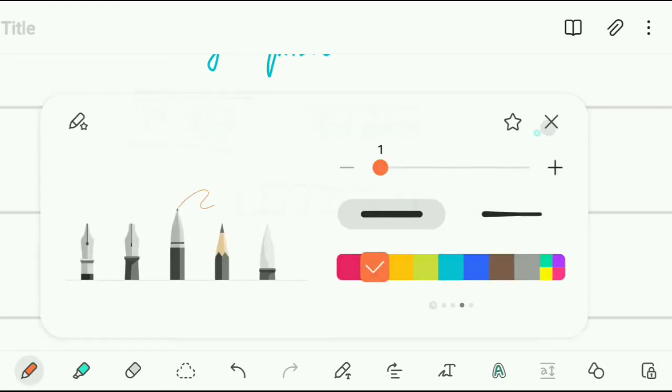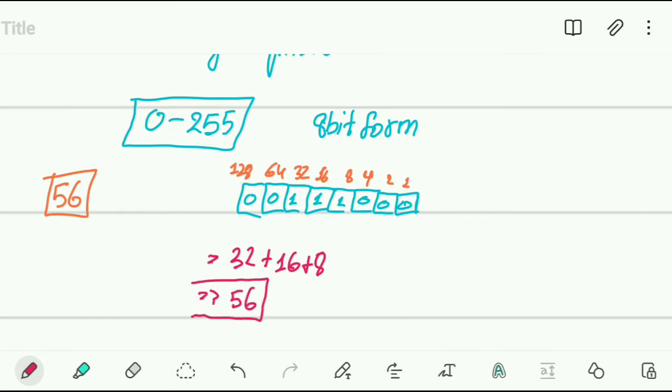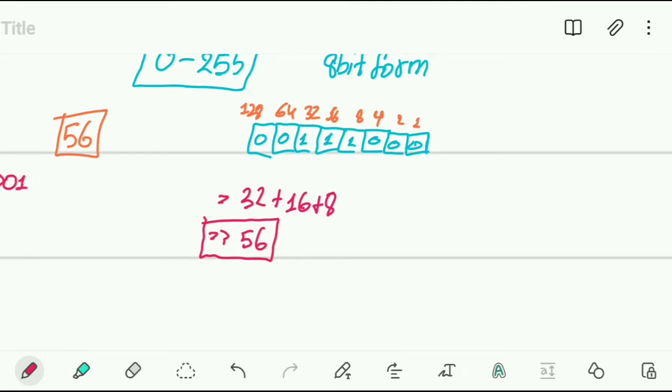Let's suppose I want to get the binary representation of 56. Here's how we do things. We just try to do the calculation. So 2 power 0, which is 1, 2 power 1, which is 2, 2 power 2, 4, 2 power 3, 8, 16, 32, 64, 128. This is the whole 8-bit form. Now I want to know the binary representation of 56. So 32 plus 16 plus 8 would be 56. The others would be 0. If I add it all up, 32 plus 16 plus 8, it's going to be 56, which means 0 0 1 1 1 0 0 0 is the binary representation of 56. This is a binary representation.